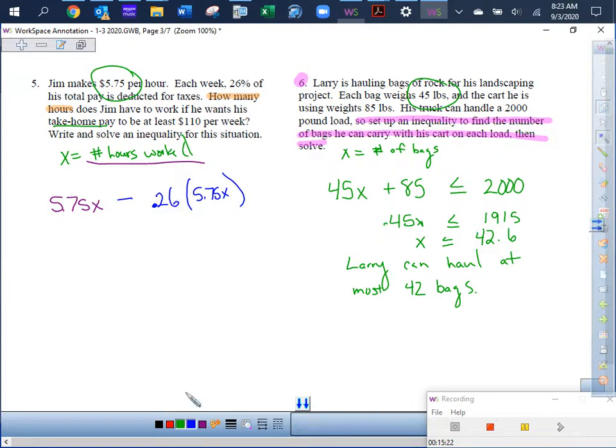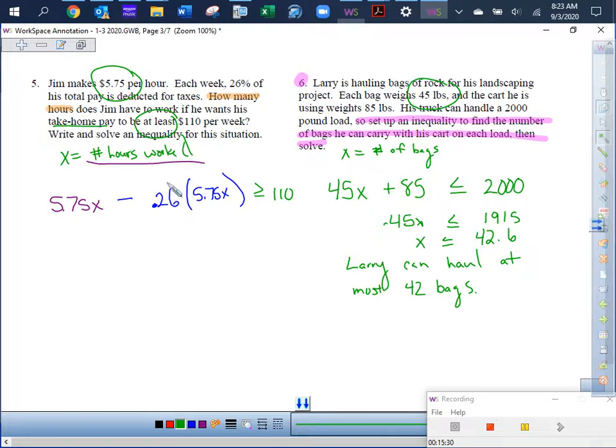And then they want that to be at least $110 per week. Well, at least means he could have greater than or equal to 110 bucks. Because if you made at least 110 bucks, that's the smallest amount you could have. You could make 150 bucks, 200 bucks, and that's all good. But if the least amount you made was 110, it's greater than or equal to.